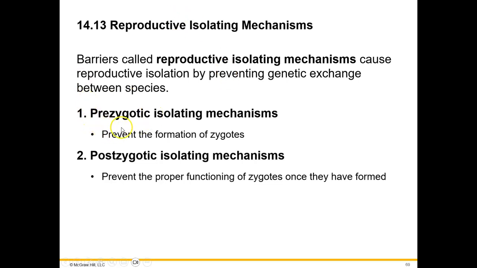Don't let this word trip you up. If you just think of the moment a zygote is formed, these isolating mechanisms are happening before the zygote could even be formed. So something prevents reproduction before there's even a chance for the sperm to meet the egg and form a zygote. Post-zygotic isolating mechanisms are ones that will prevent the proper functioning of those zygotes. So two organisms were able to mate together and produce a zygote, but something is going to prevent that zygote from becoming a viable adult that's able to produce offspring.